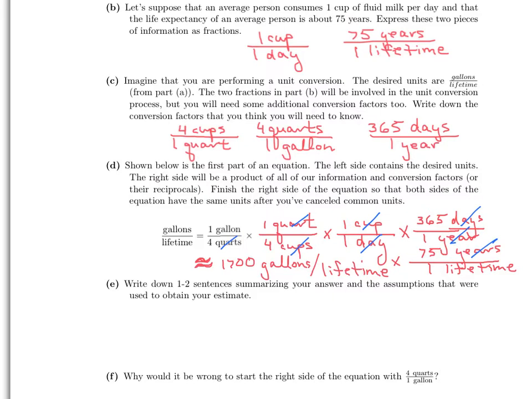The last step in this estimation process is to actually communicate your estimate. And we always have to be careful about how we communicate estimates, because there are almost always some assumptions or some educated guesses that we made in order to arrive at our estimate. So when we communicate our estimate, we always also communicate the assumptions that we used to make that estimate. So let's look at part E. Write down 1 to 2 sentences summarizing your answer and the assumptions that were used to obtain your estimate.